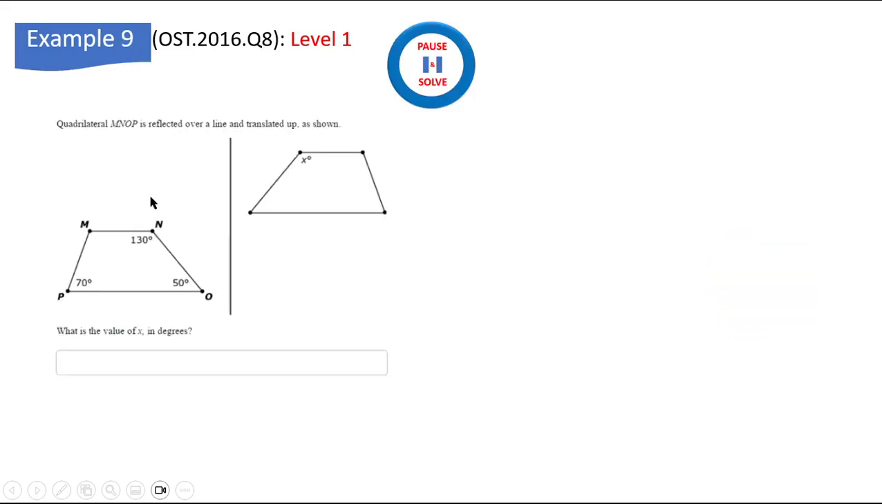Example 9. Quadrilateral MNOP is reflected over a line and translated up as shown. What is the value of x in degrees? I mean, you can immediately guess the answer, but to make sure, we can put some information here. This is 50, that's the acute angle, the smallest of the angles, 50. This one is a 70, and this 130 obviously is 130.